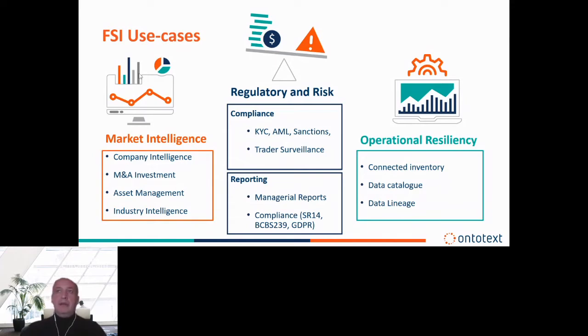And the big thing which we see coming is the topic of operational resilience. This is more towards the requirements of the next Basel framework, which says that you have to make parts of your infrastructure really, really resilient. So here is the typical connected inventory use case, the data catalog, the data lineage, also the enterprise knowledge graph use case. And yeah, this is what we see. So these are the general use cases.